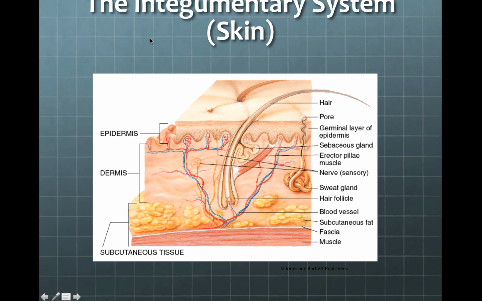All right, so we're going to pick up where we left off and talk about the integumentary system, which actually refers not only to the skin but also to other connective tissue. And so you can see the various layers.